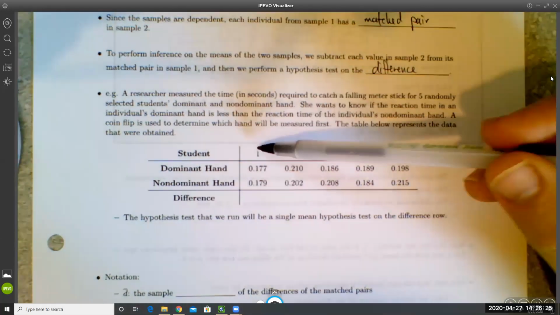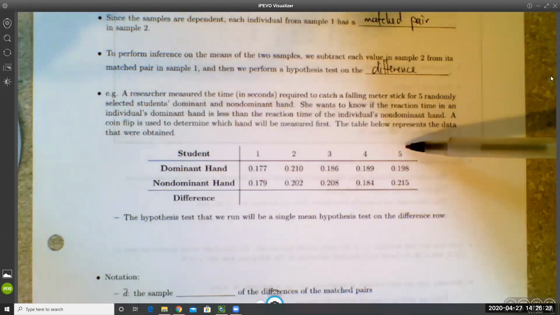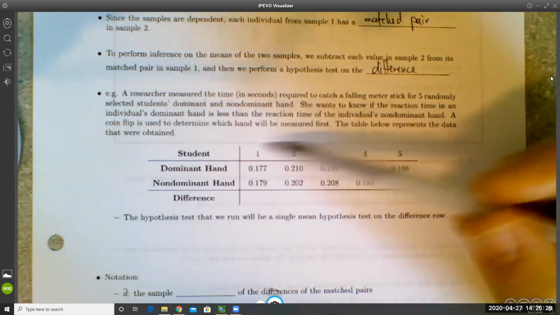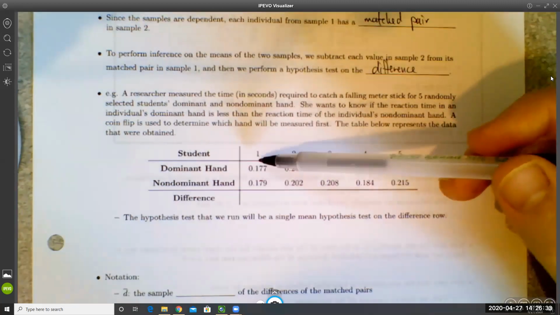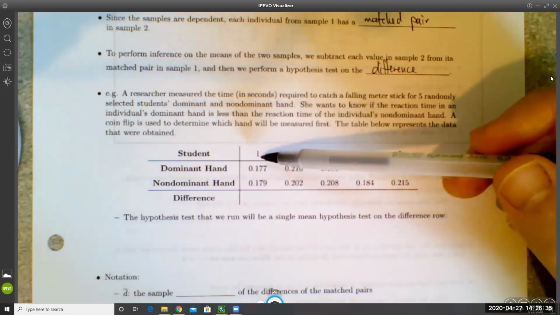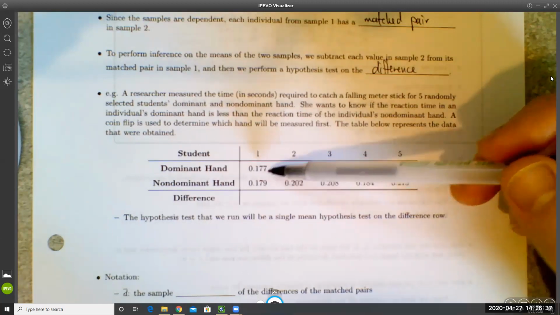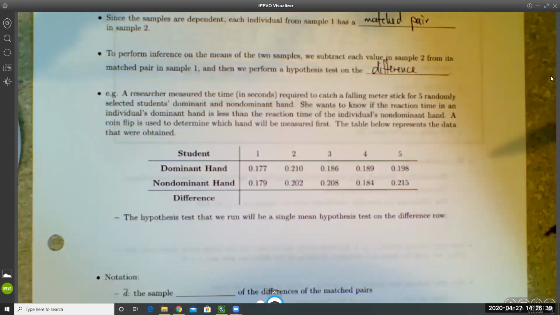So she only did this with 5 students. She has a really small sample size, okay? But we'll go with it, right? So she did this with 5 students and measured their, so if they were right-handed, she measured their right hand and then their left hand's reaction time.